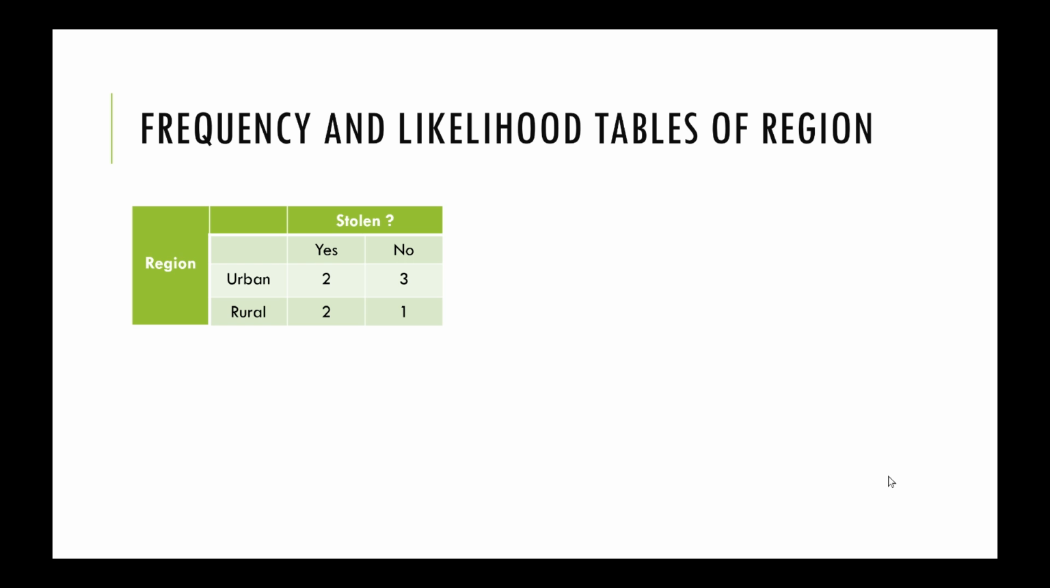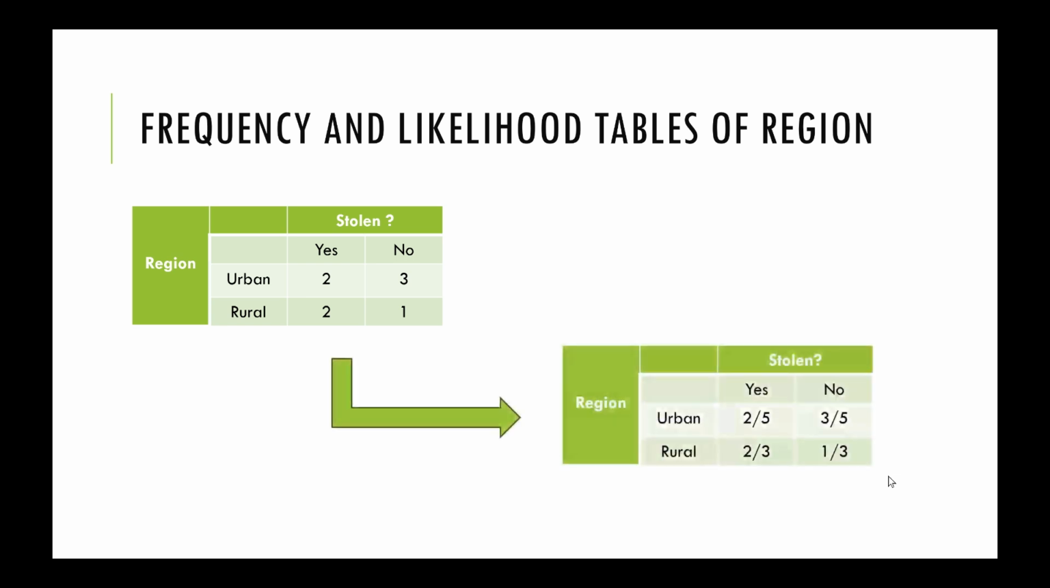From the frequency table, we are going to calculate the likelihood table. In the likelihood table, we will get 2 by 5, 3 by 5, 2 by 3, and 1 by 3. Right? Up to here, it is clear.